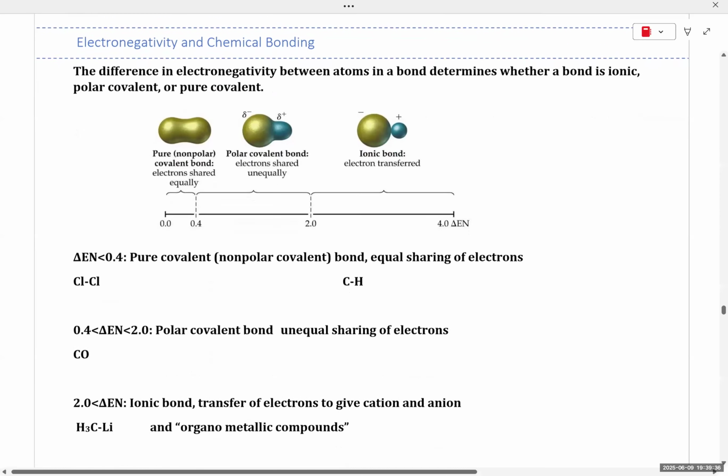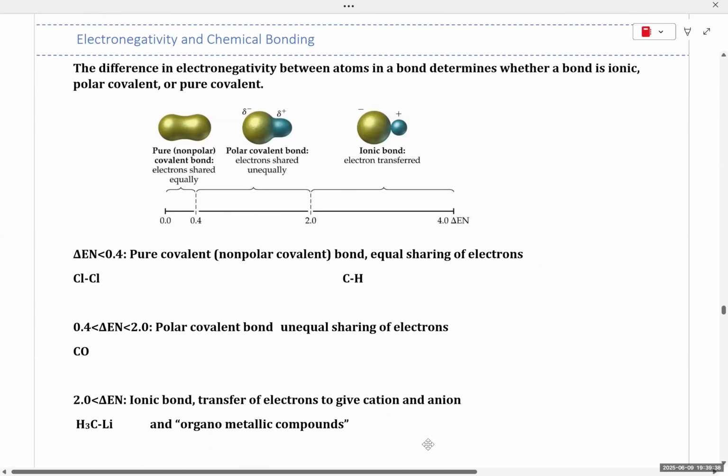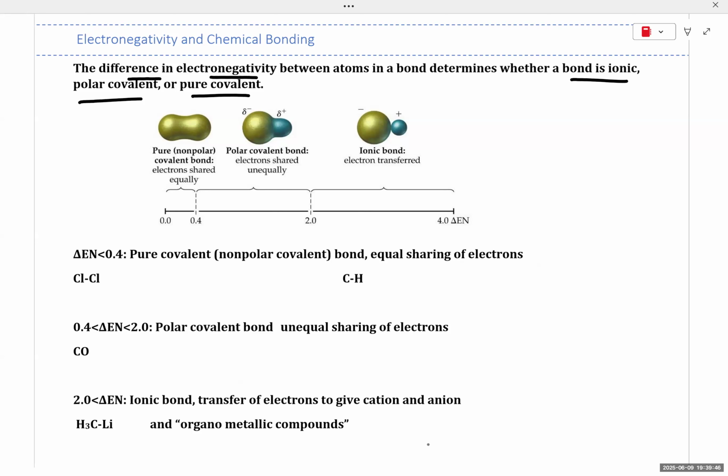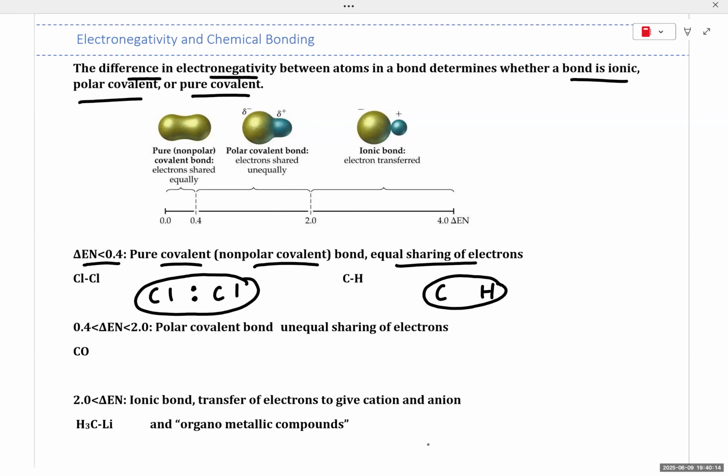Now, why do we care about electronegativity? Well, the difference in electronegativity between atoms in a bond determines whether a bond is ionic, polar covalent, or pure covalent. If the difference in electronegativity is less than 0.4, you have a pure covalent or nonpolar covalent bond, which entails an equal sharing of electrons. Examples of this include the chlorine-chlorine bond, where you can think of the electron density being equally shared between the two chlorine atoms. Likewise, for a carbon-hydrogen bond, there's a pretty equal sharing of electrons.